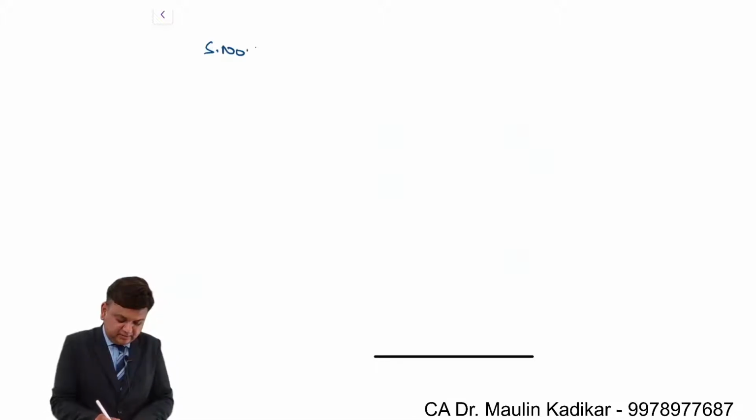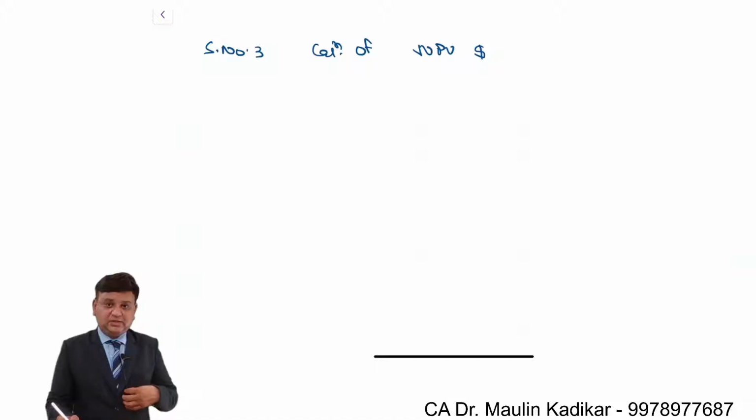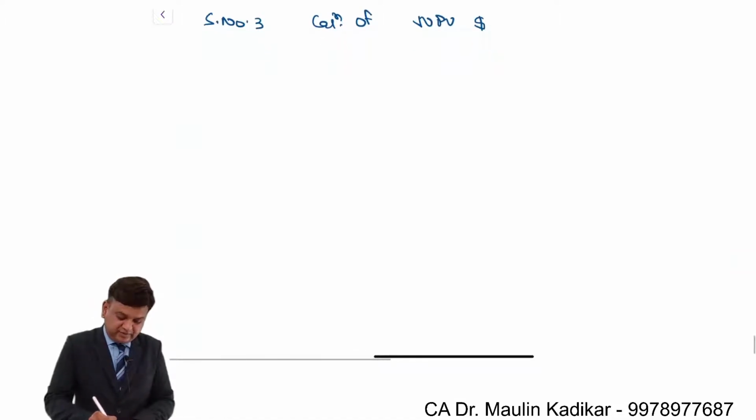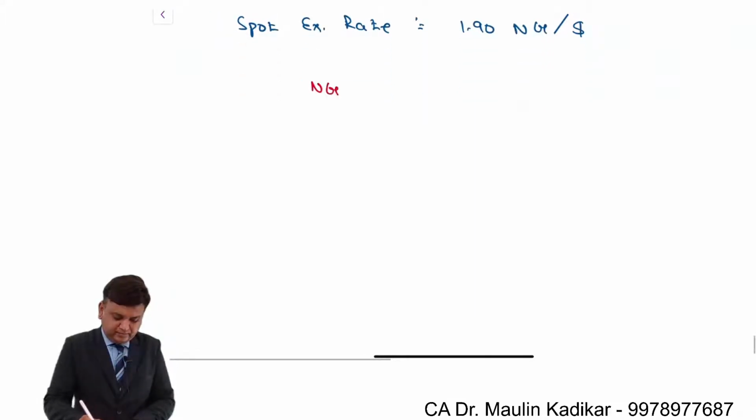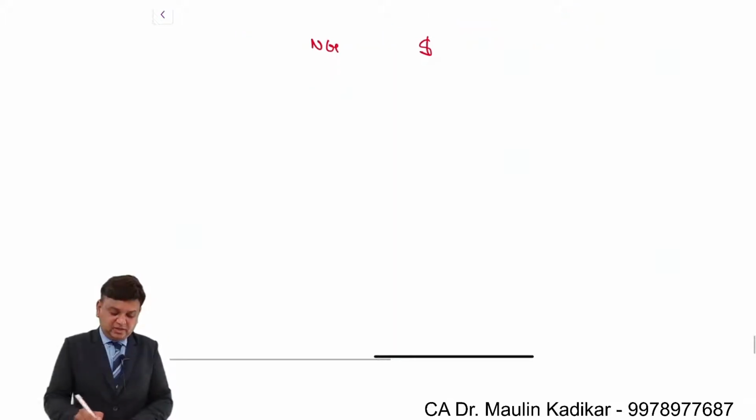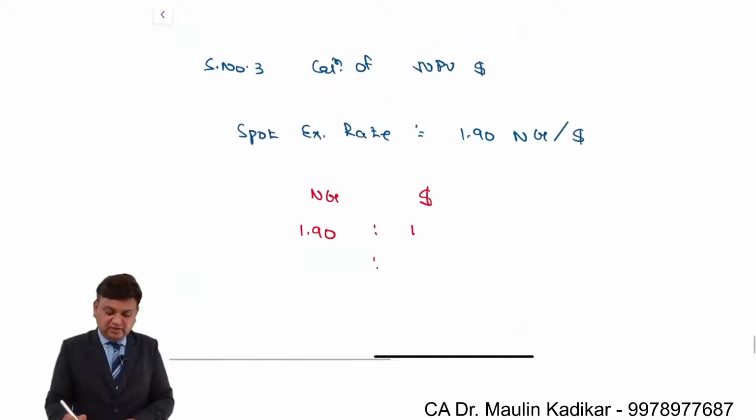Step number 3, calculation of NPV in dollar currency term. So we understand that for this we will use spot exchange rate. It is 1.90 Netherlands Guilder per dollar. That is, 1.90 Netherlands Guilder is equal to $1.